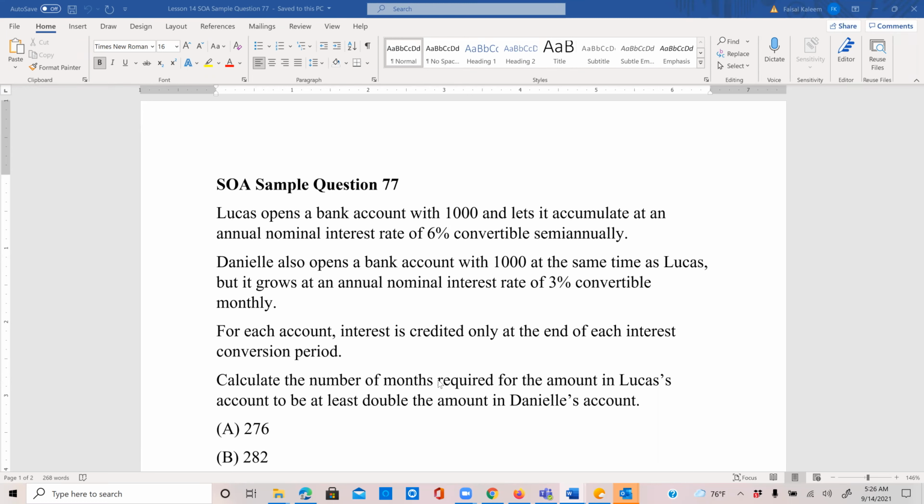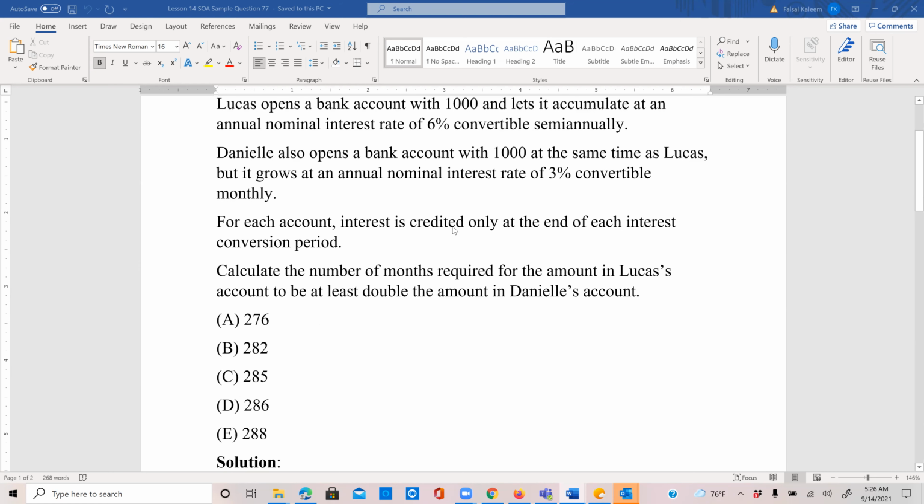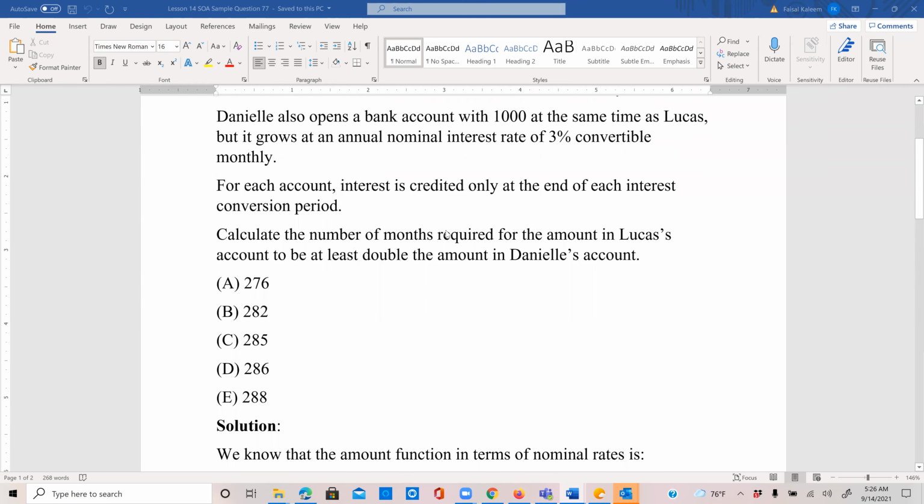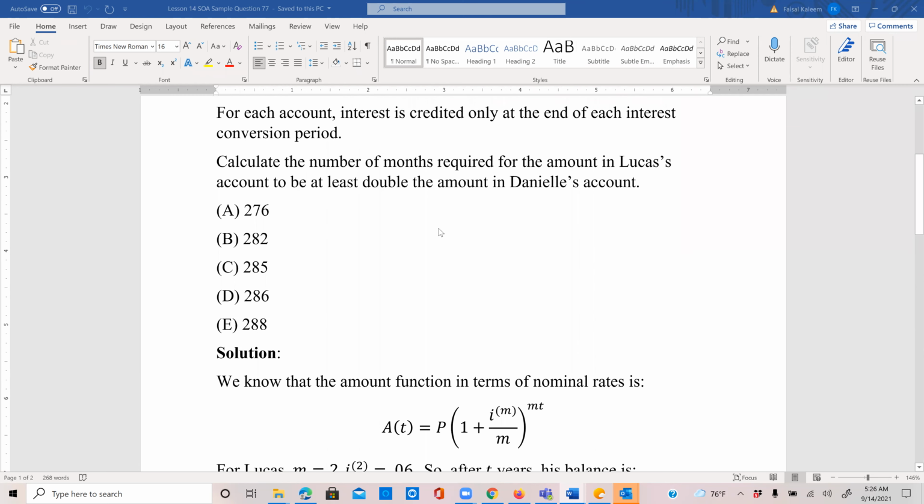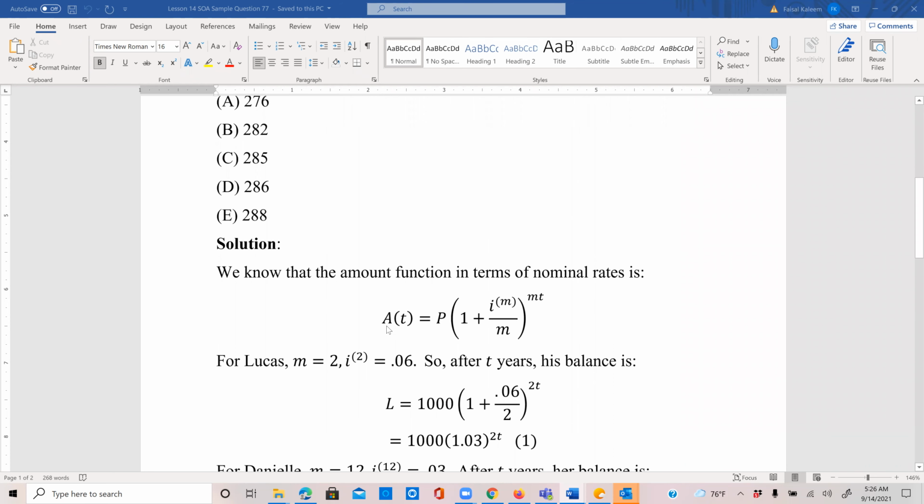Calculate the number of months required for the amount in Lucas's account to be at least double the amount in Danielle's account. So we'll first find the amount equations for both persons. For Lucas, it's semi-annual compounding. And now we know that in general, the amount function equals principal times (1 plus i^(m)/m) raised to the power mt.